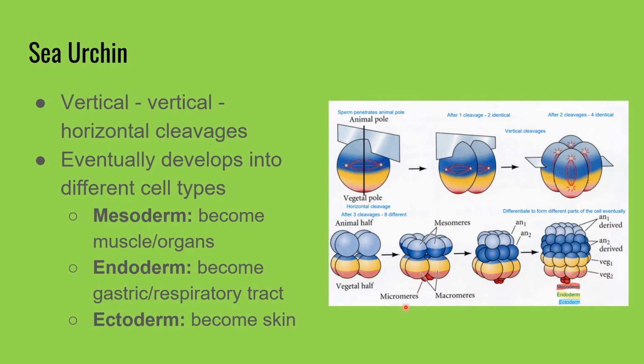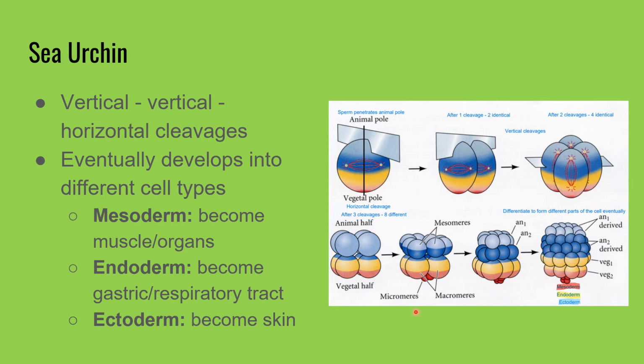So your micromeres down here are going to become the mesoderm. And then your macromeres are going to become the endoderm. And how I think of this, I just think macromeres, endoderm, like endo, I don't know, I think like big butts. It's kind of weird, but I don't know, like big ends, macro with endoderm. And then your mesomere is going to go with your ectoderm.